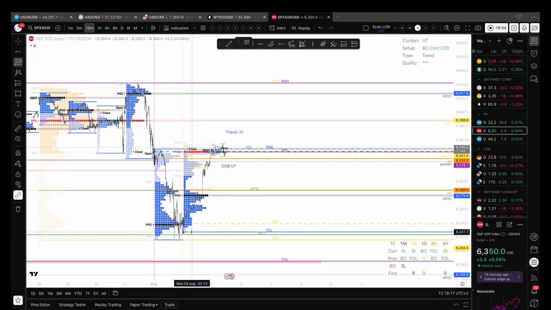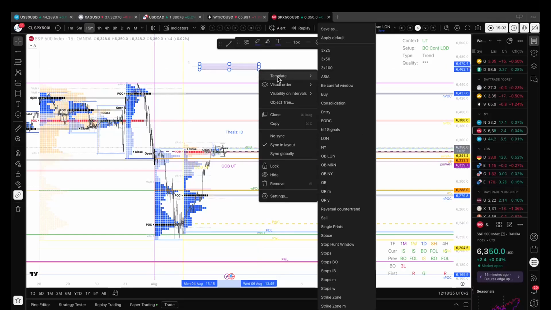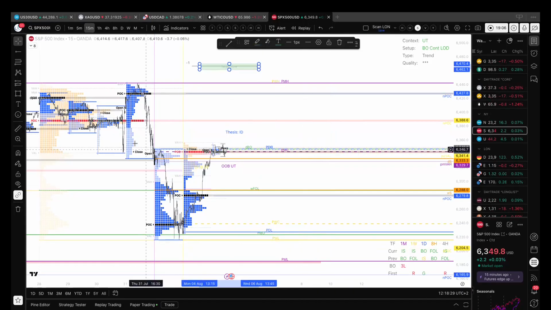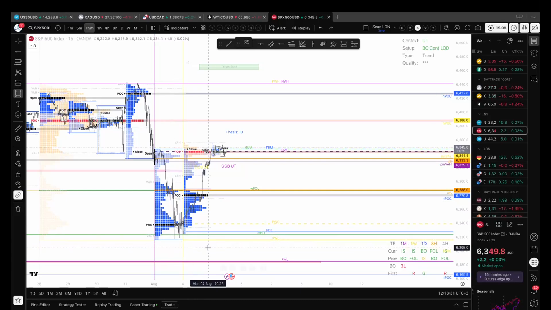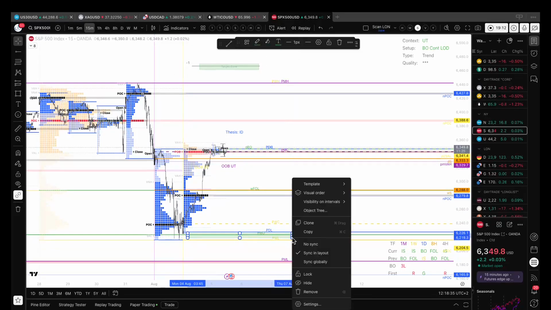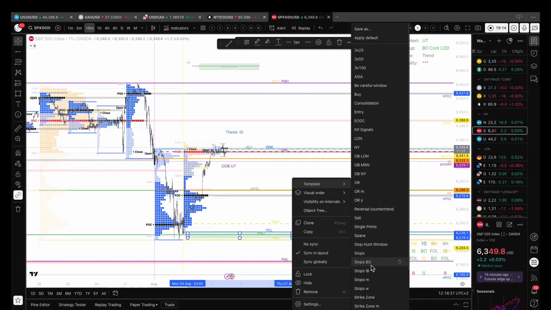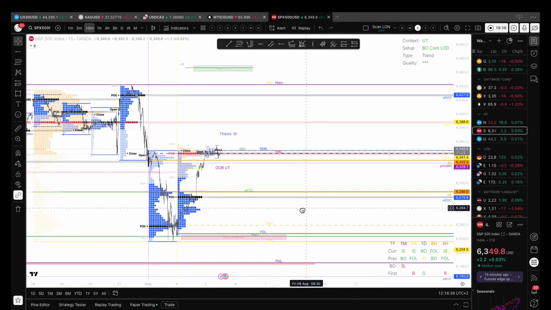PD low is here. PD high is there. So that's our target zone. If it goes further up, I always like to have that on the chart. And we have our inside stops, inside bars down here, like this. So that's it.